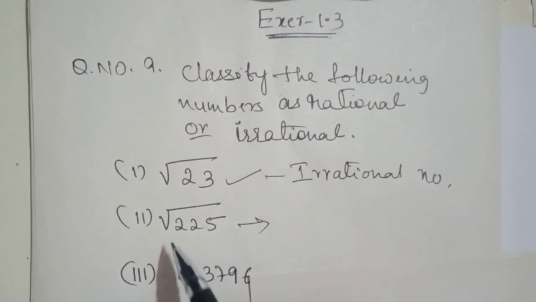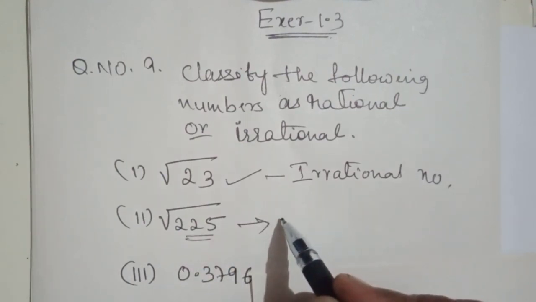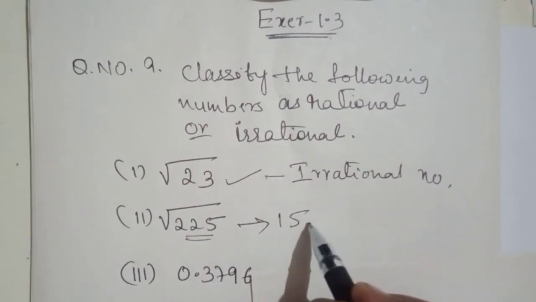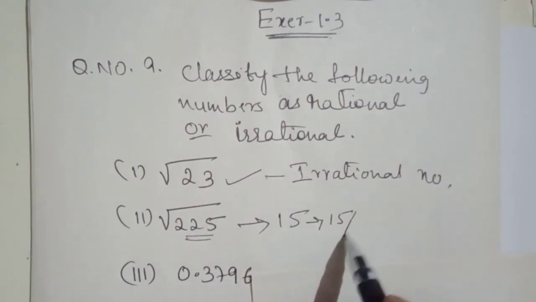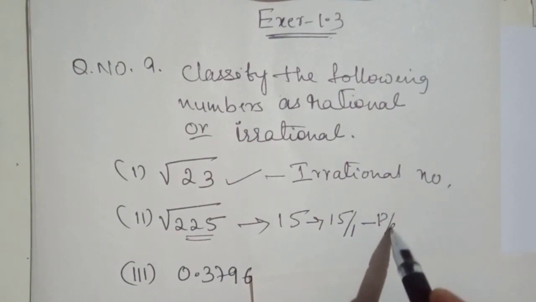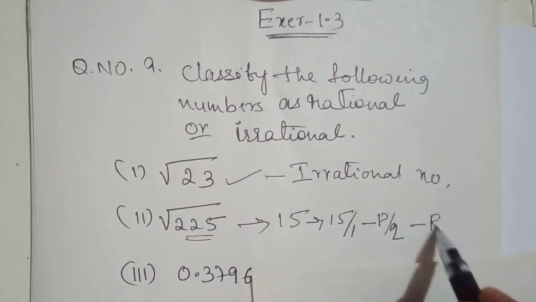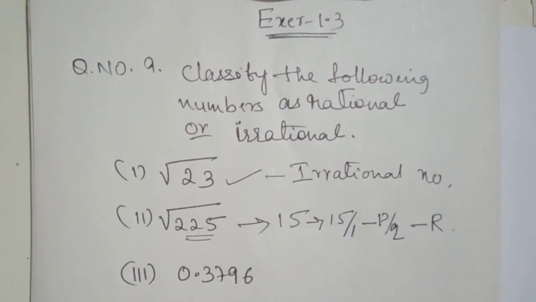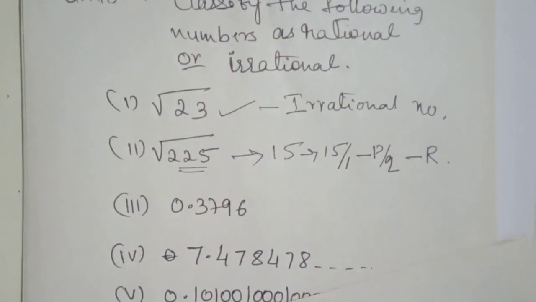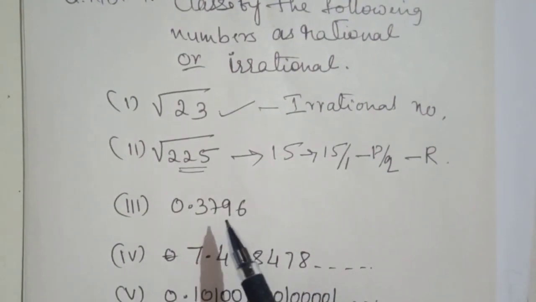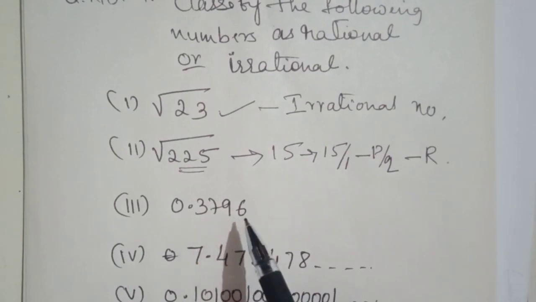Next we have the square root of 225. As I told, it is a perfect square number. The square root of 225 is 15, and 15 can be written as 15 upon 1, which is in the form of p by q. So you are going to call it a rational number.